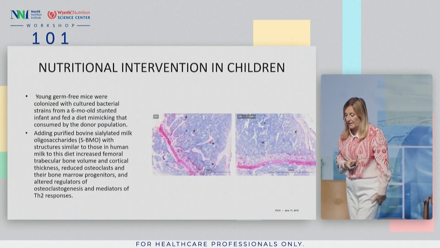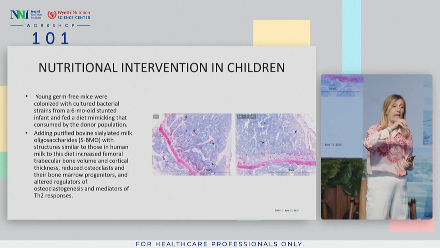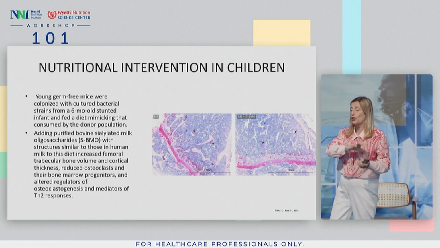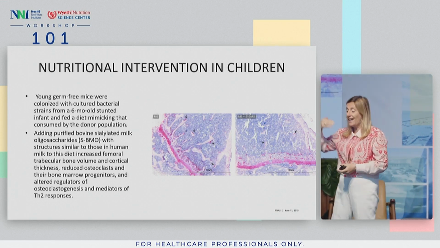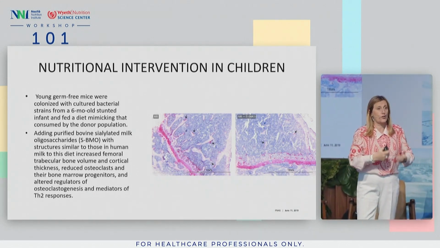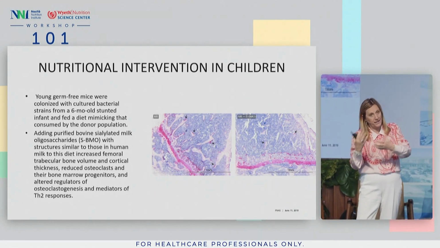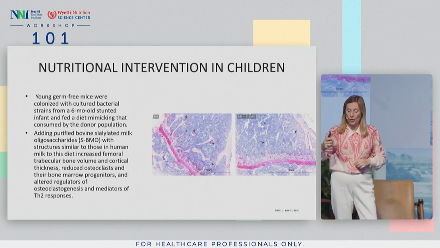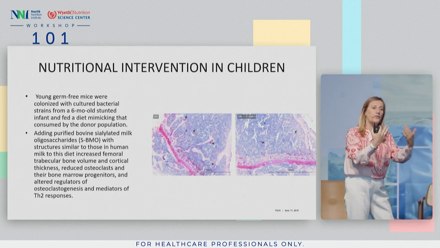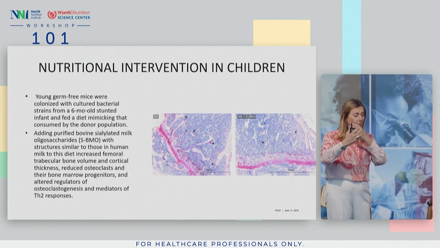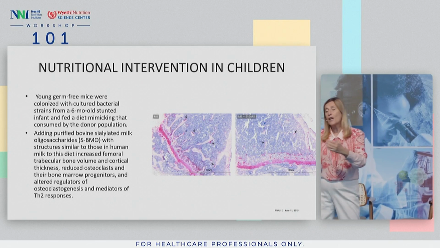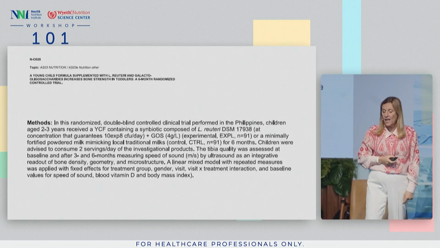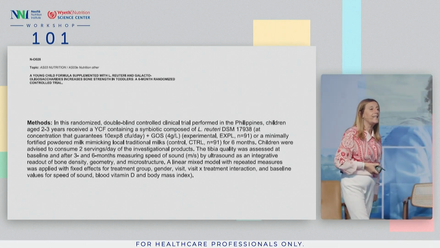Then, with this, what this group of scientists did was fecal transplantation from these children into animals. They had a bovine HMO, and they showed in these animals that there was an increased femoral trabecular bone volume and cortical thickness. So the effect on resorption and, let's say, construction of the bone was efficacious. But this is something that has never been repeated. But then came the study in children.